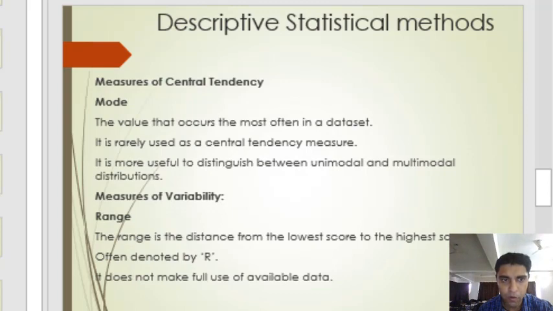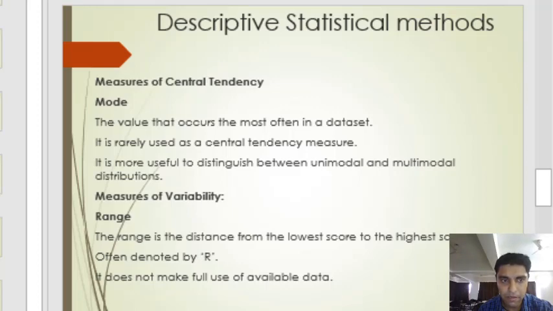Next is mode. Mode means the number of occurrences in the data set. The value that occurs the most often in the data set is called the mode. It is rarely used as a central tendency measure. It is more useful to distinguish between unimodal and multimodal distributions.